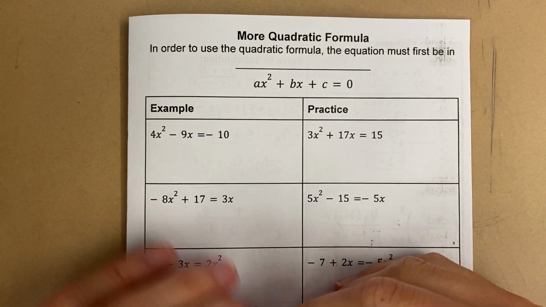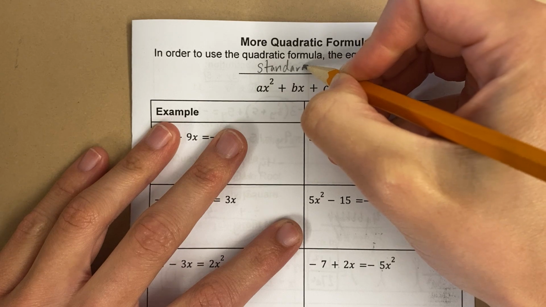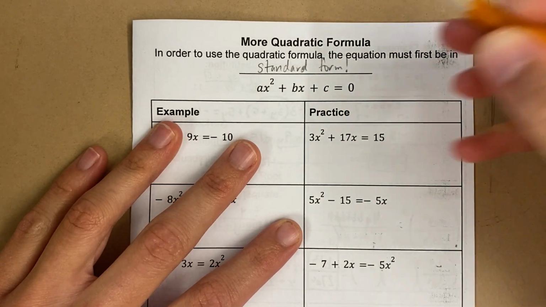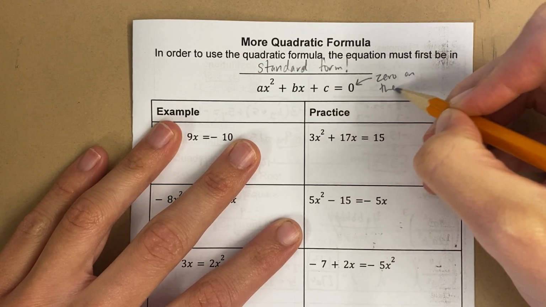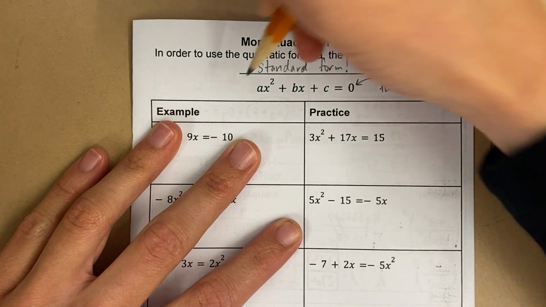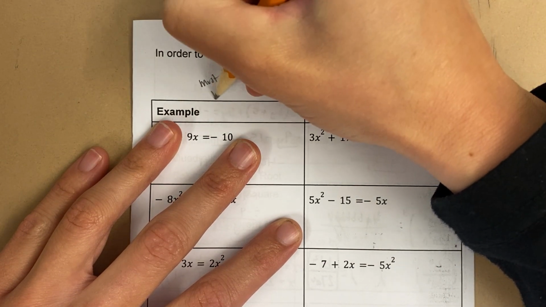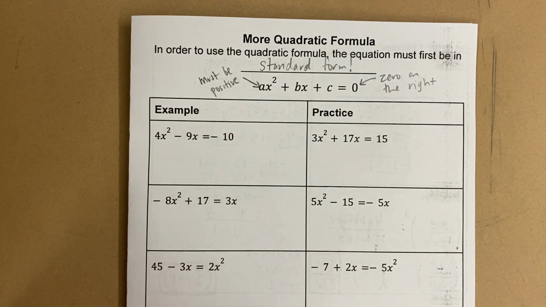In order to use the quadratic formula, the equation must first be in standard form. The quadratic formula does not work if the equation is not in standard form. Here's what you need to know about standard form. There's a 0 on the right, and this a must be positive. Okay, that's what you need to know.